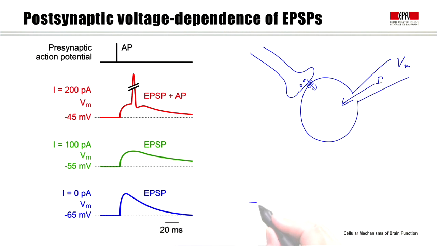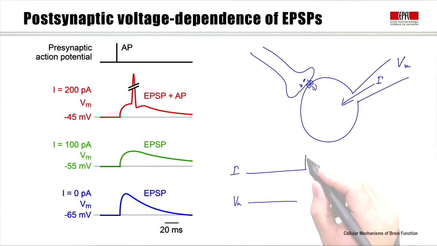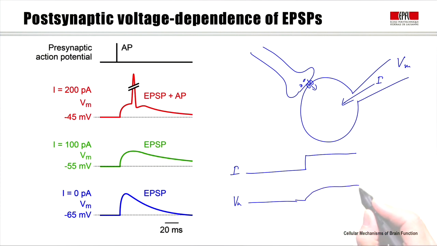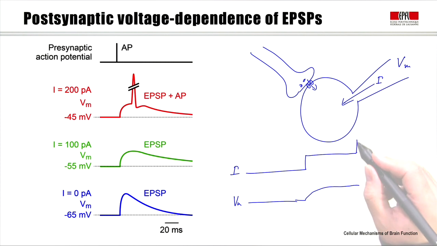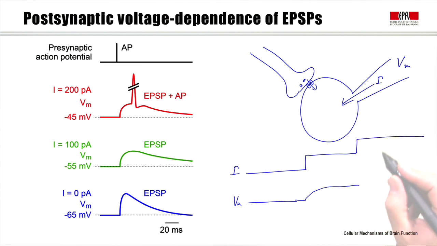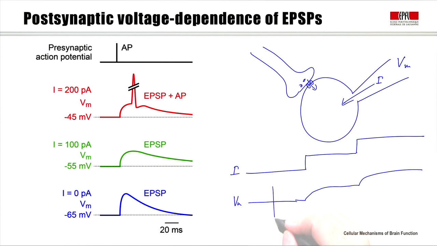0 picoampere of current, in which case we measure the membrane potential at rest. So this is the current being injected. We can inject some current, and that will cause a filling of the membrane capacitance, a depolarization. We can even inject more current and cause further depolarization. And then we can, of course, stimulate the presynaptic cell at different time points and see what happens to the PSP at different membrane potentials. And here are example schematic drawings of what might happen.